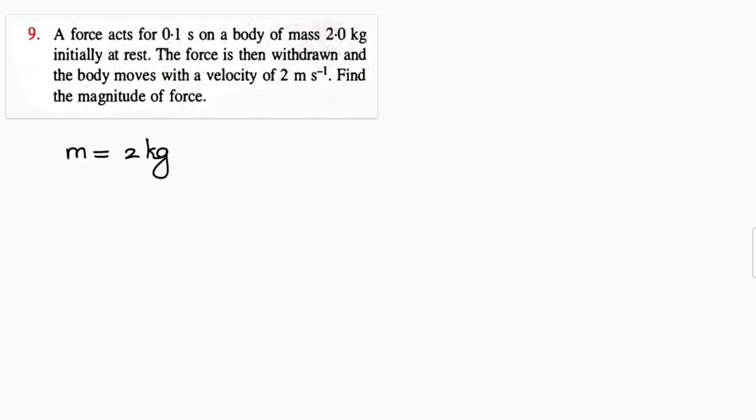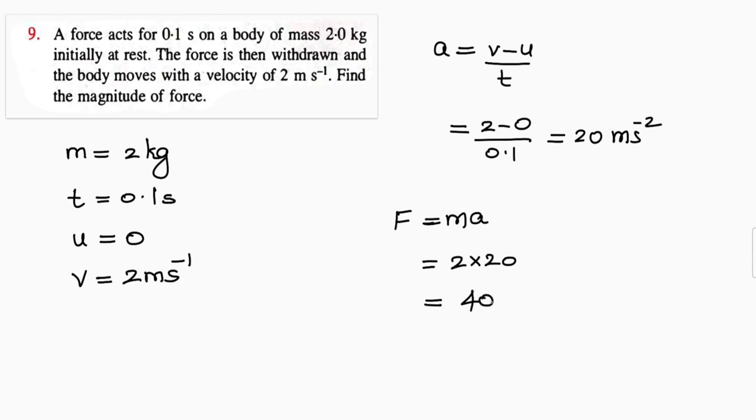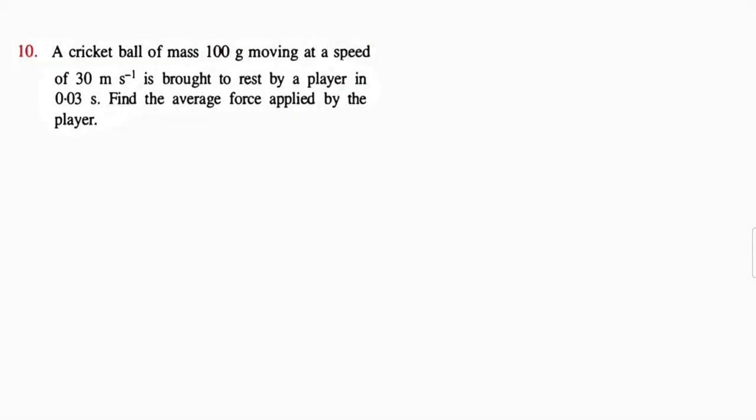So mass is 2 kg, time 0.1 second. Initially at rest, velocity is given to you 2 meters per second. So let's calculate first acceleration. Acceleration is (v minus u) by t. So 2 minus 0 upon 0.1, that is 20 meters per second square. Now force. Force is equal to mass into acceleration. Substituting the values, hence force is 40 newtons.